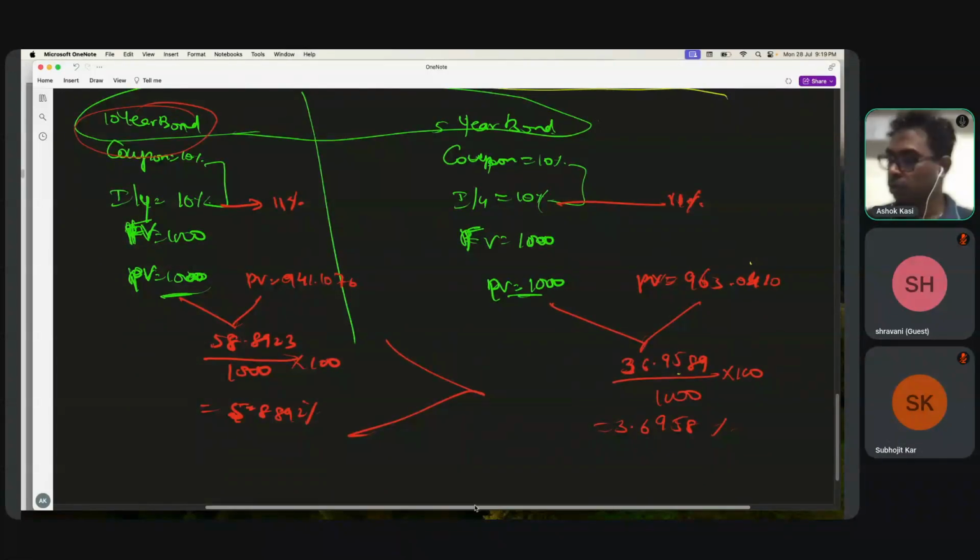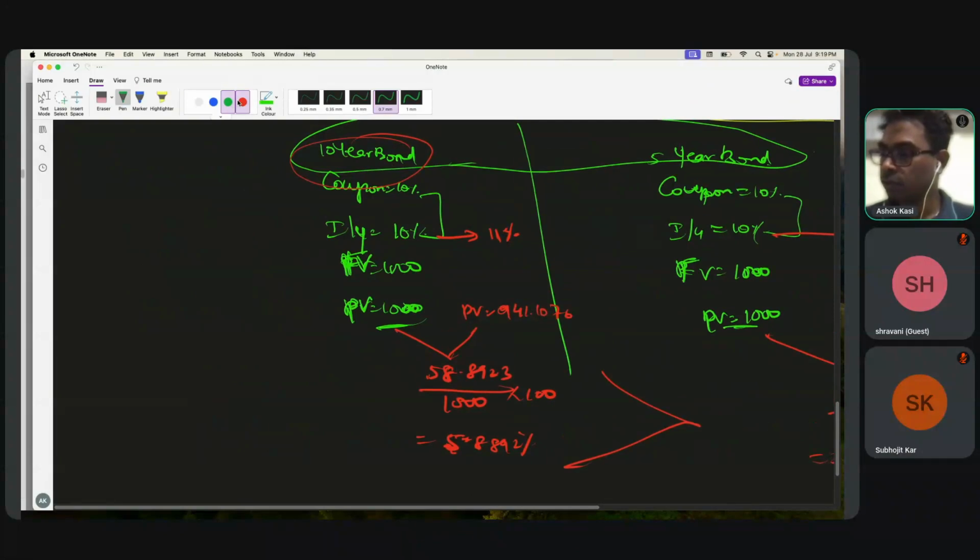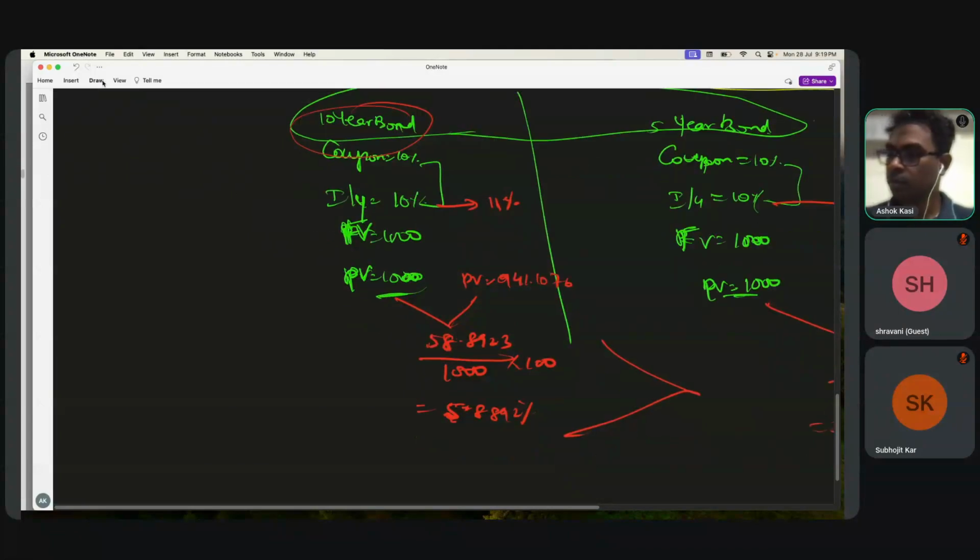Now at home, we can even reduce the interest rates and cross check. What if we reduce the interest rates? If we reduce the interest rate to 9%, calculate the present value.